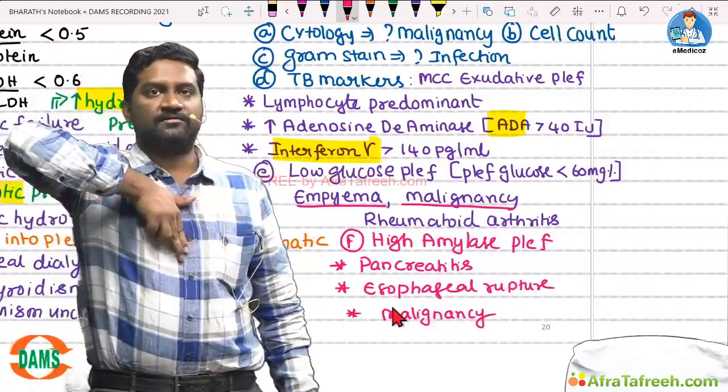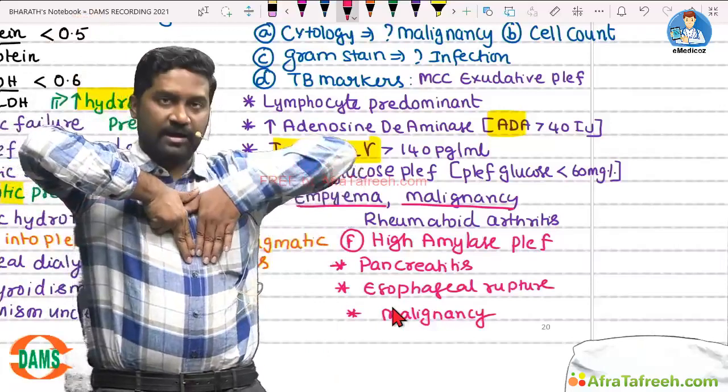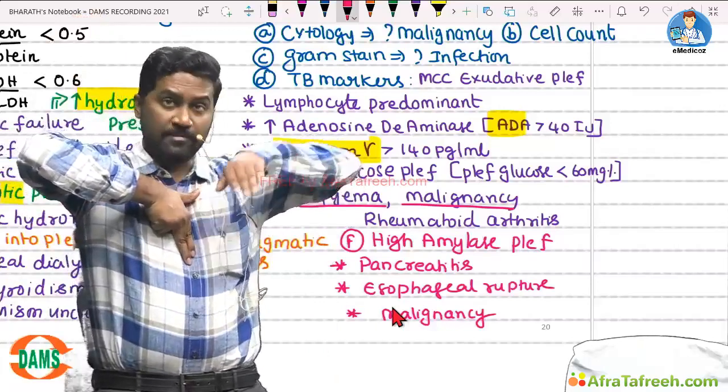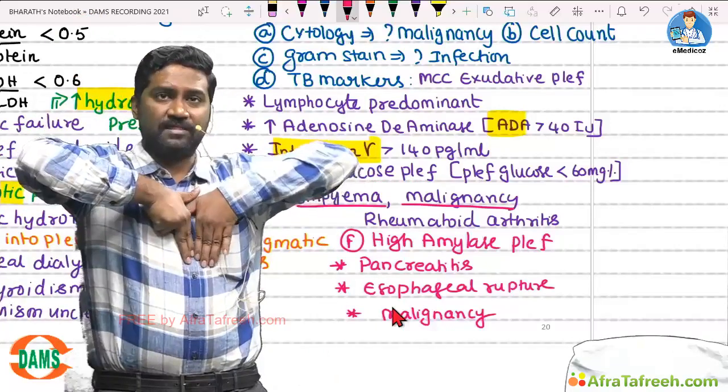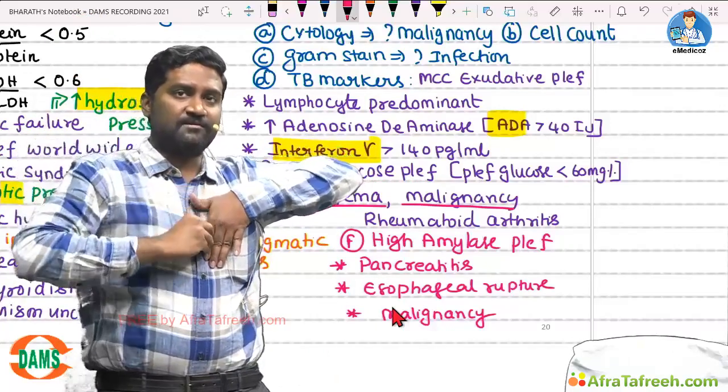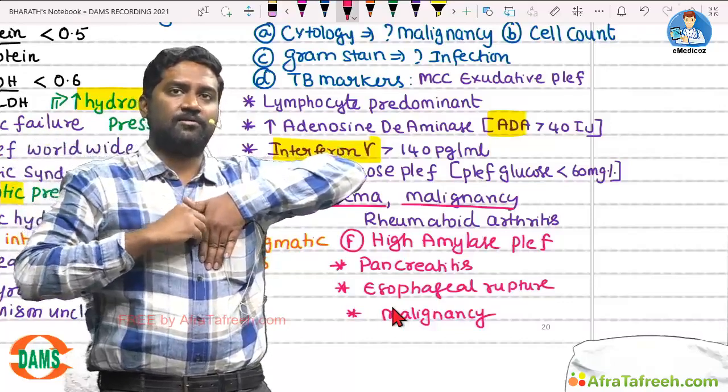Then why in esophageal rupture is there pleural effusion? Your esophagus is a mediastinal structure, and adjacent to the esophagus there is the mediastinal pleura. Whenever there is damage to the esophagus, in that force the adjacent mediastinal pleura can also be damaged.